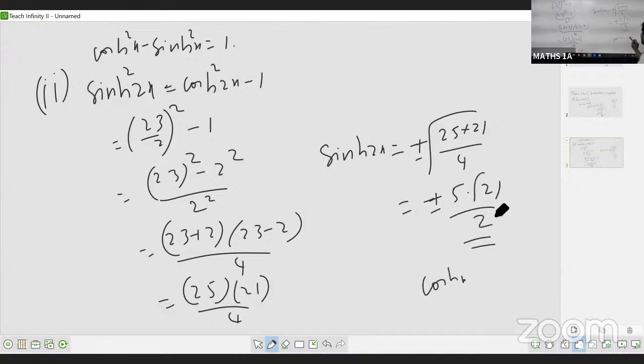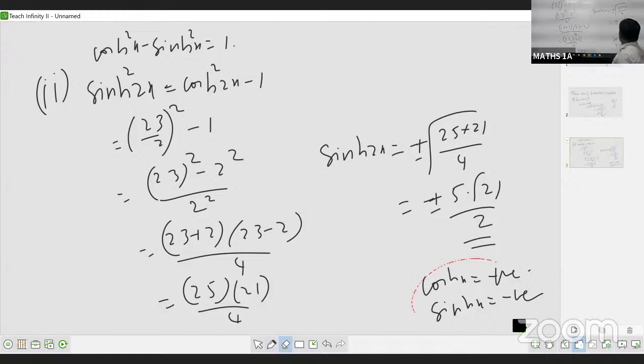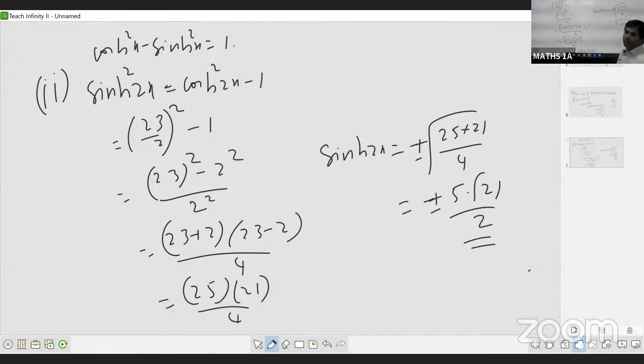Cos hx is a positive quantity, but sin hx can be a negative quantity. That's why when I removed the square, I took plus or minus. Is it clear? For cos hx, don't take plus or minus when you remove the square. But for sin hx, when you remove the square, then you write plus or minus. But for cos hx, don't write plus or minus because cos hx is always a positive quantity. Is it clear?